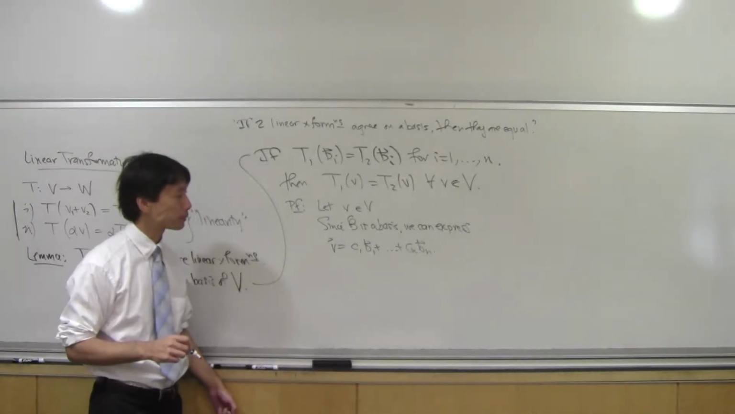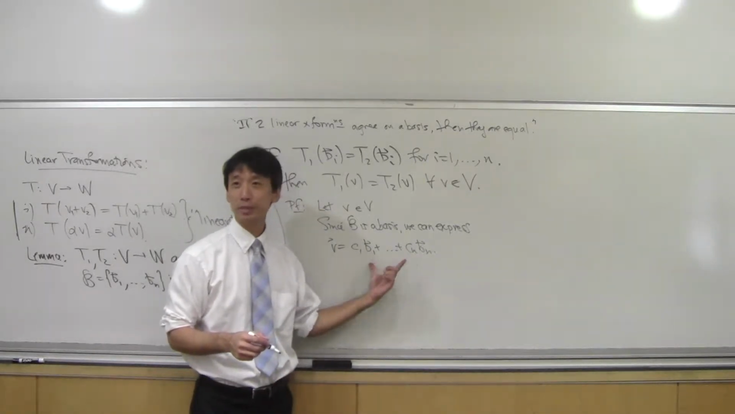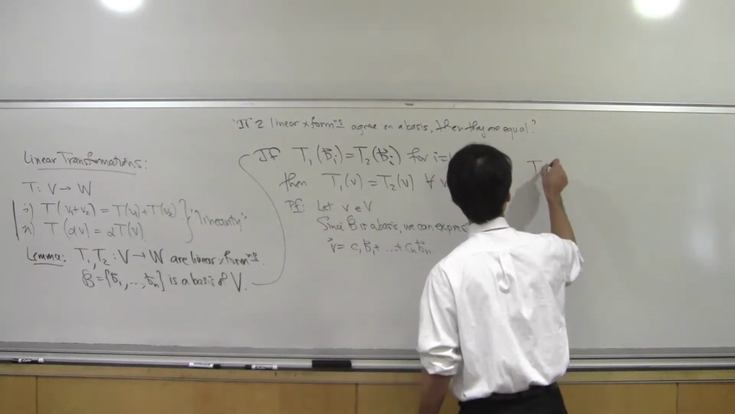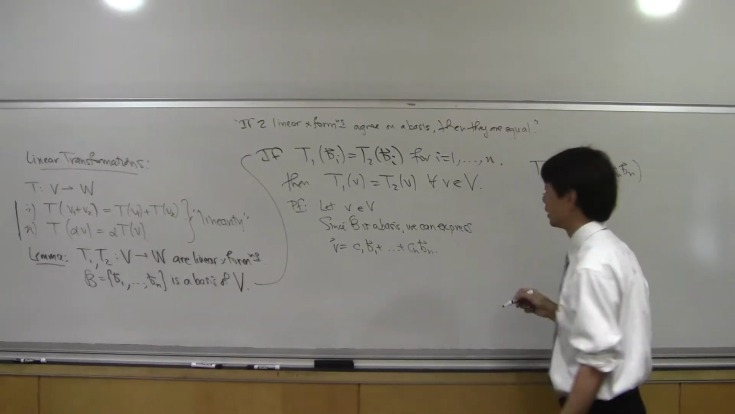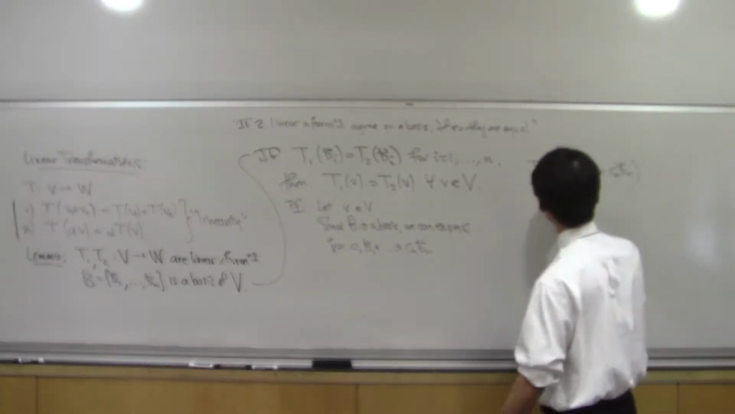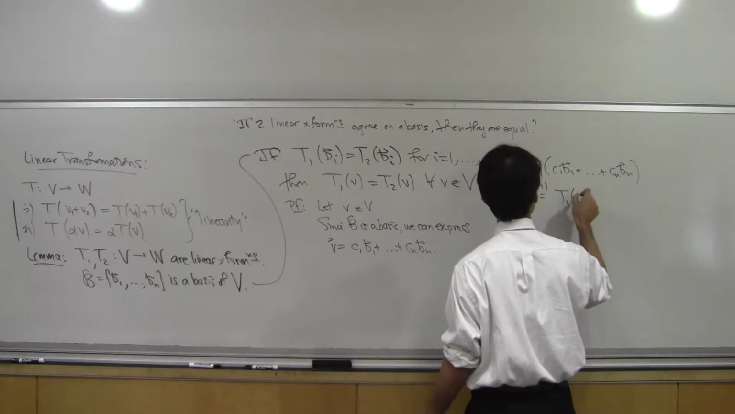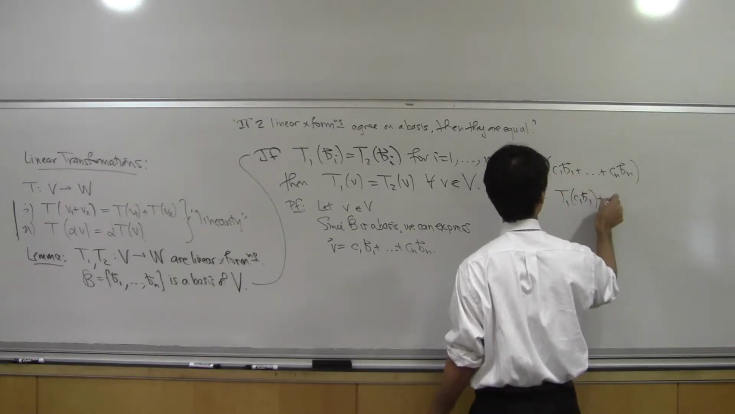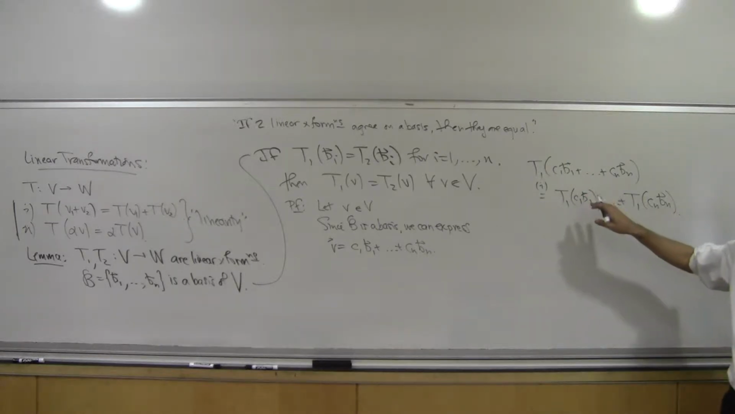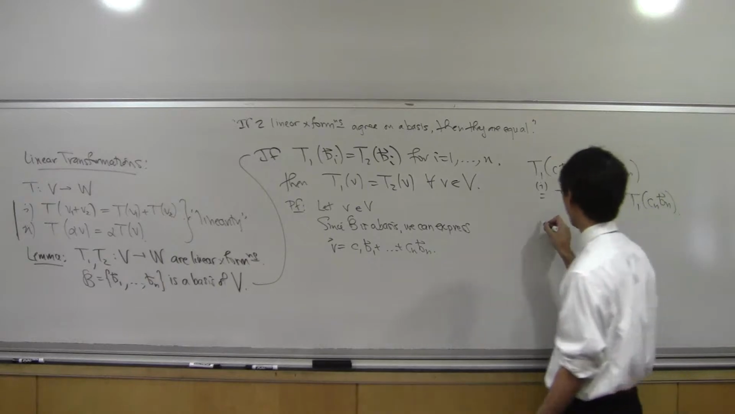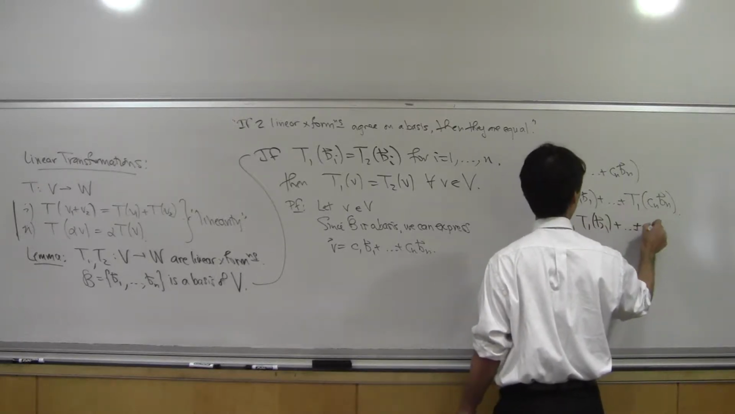Why should T1 of this be equal to T2 of this? Well, T1 of c1 B1 plus cn Bn equals T1 of c1 B1 plus T1 of cn Bn. You can use the first property and break this up, because T1 of the sum is the sum of the T1s. And then use the second property and pull out the constants: c1 T1 B1 plus cn T1 Bn.